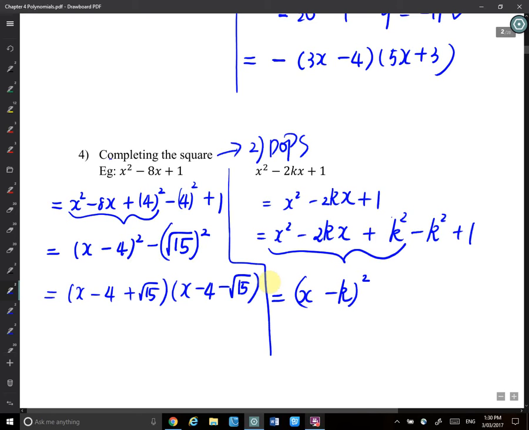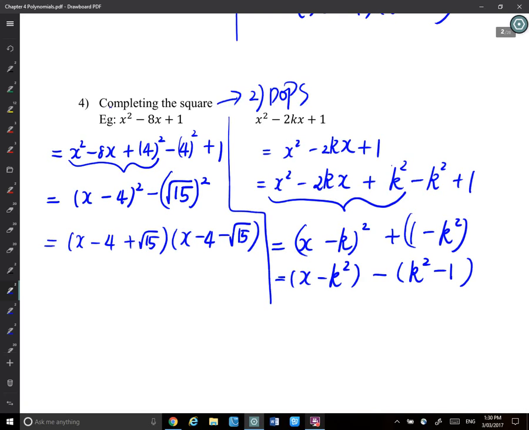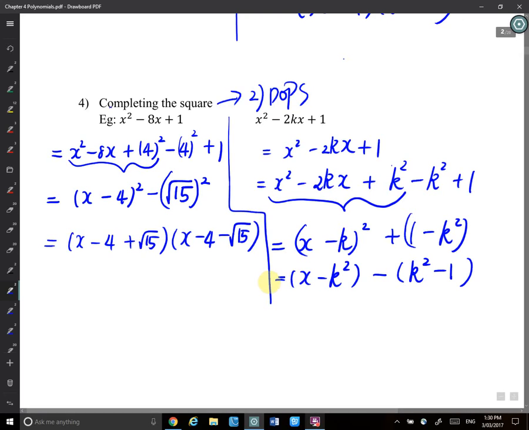What can I write at the back? Which way is better? Is 1 minus k squared better, or is this better? The top one or the bottom one, which one is better? The question is what we're trying to do. We want to complete the square, right? If we have the plus sign there, can I use any formula? A squared plus b squared is not equal to anything. You cannot use any way to do it.